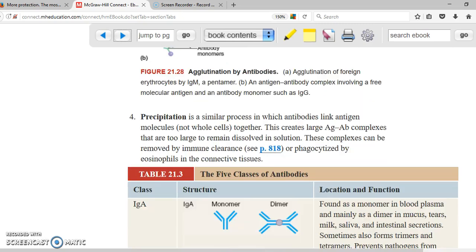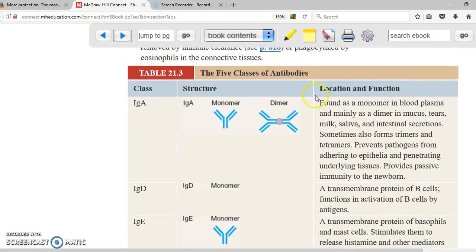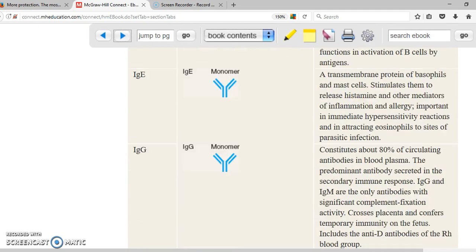not active. So if we scroll down, we have in here 5 types of antibodies: IgA, right here, IgD, IgE, and we have IgG and IgM.